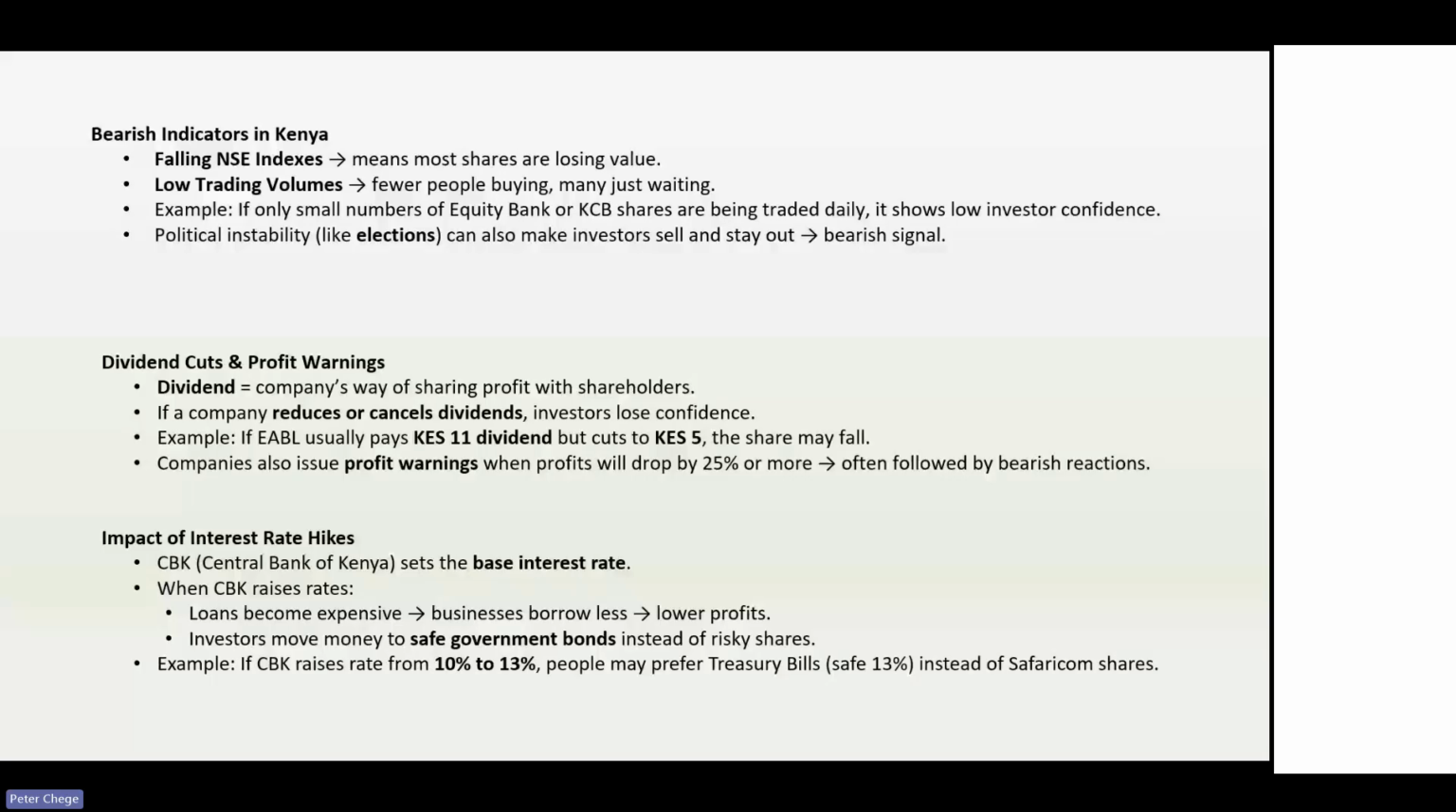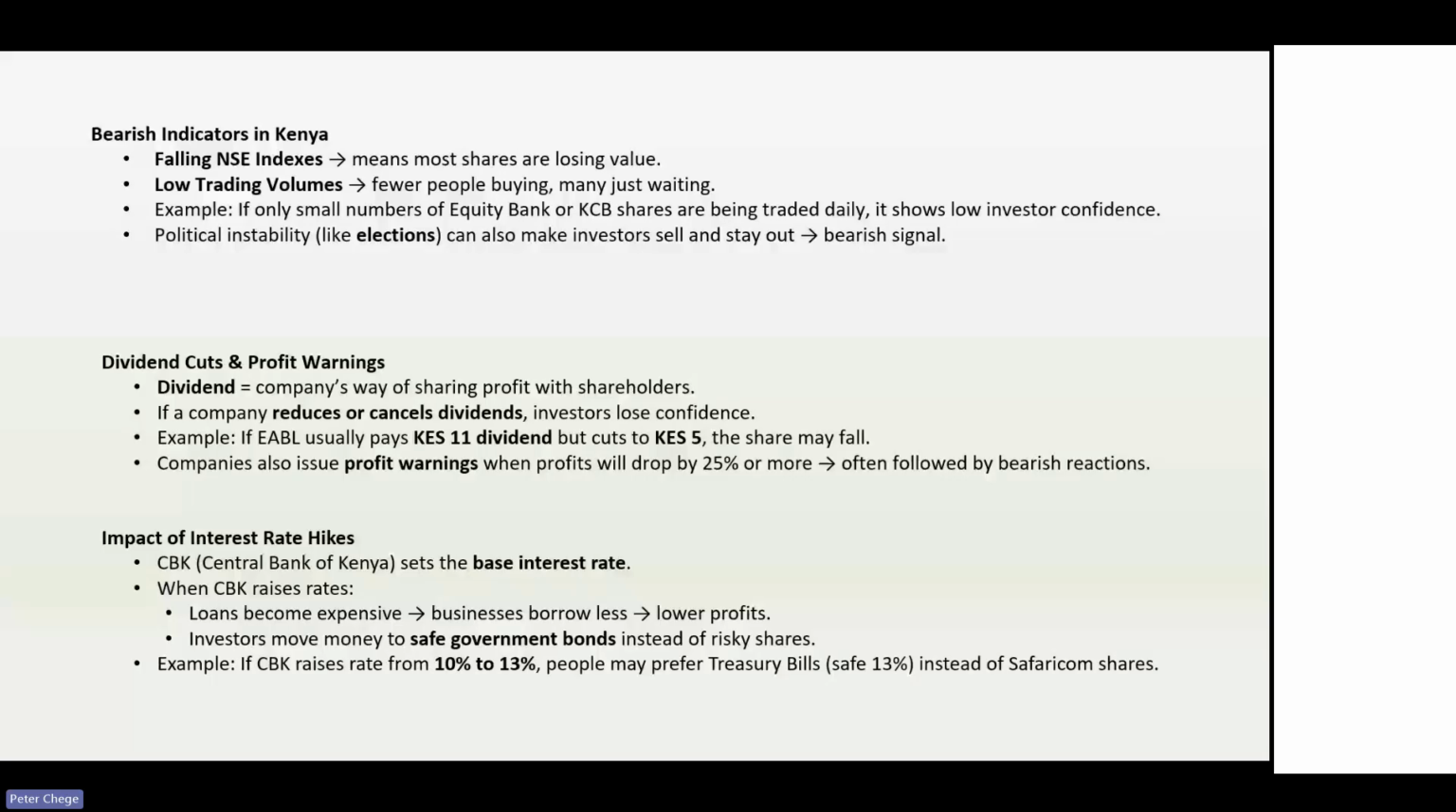So a company may also issue profit warnings, especially when their profits have dropped by a huge margin. And when they do that, we usually open that day. We don't restrict you to 10%. So you find the prices usually fall, and in most cases you find it is followed by a bearish reaction, market prices starting to move down, especially if many companies are issuing profit warnings at once.